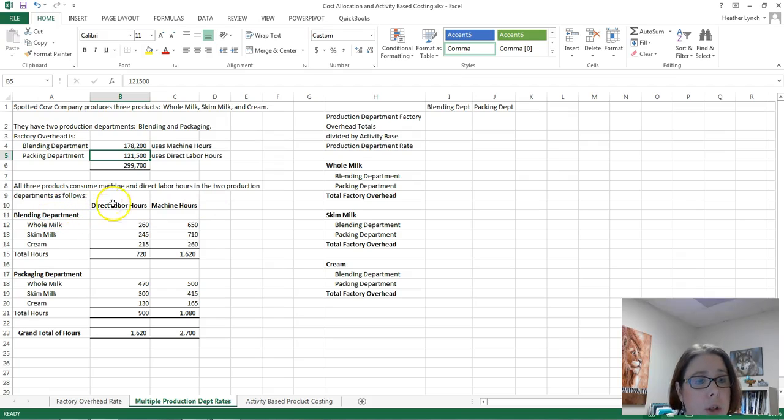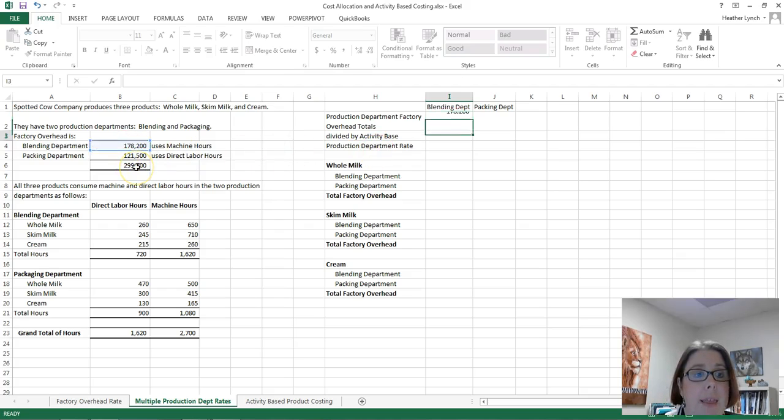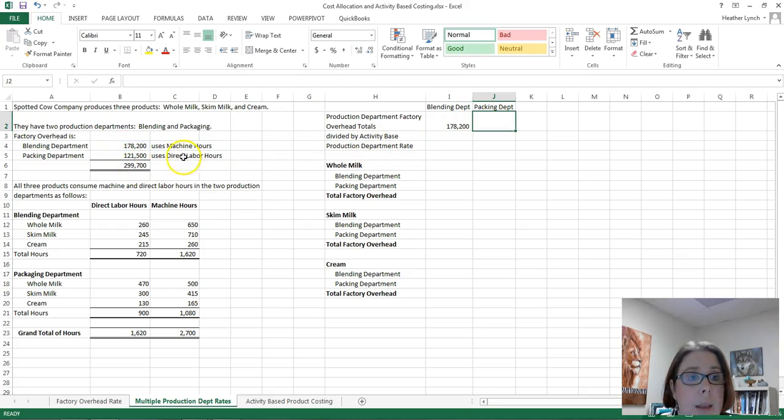And again, we have our direct labor hours, our machine hours, the blending department for one, and our packaging for the other one. So what I need to do first is determine a production department rate. So this is not an overhead rate for the whole entire company. It's based on the production. So it told me over here that we have $178,200 for the blending. The packaging was $121,500.